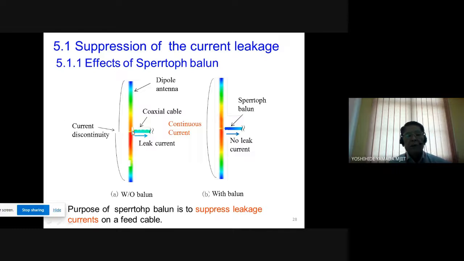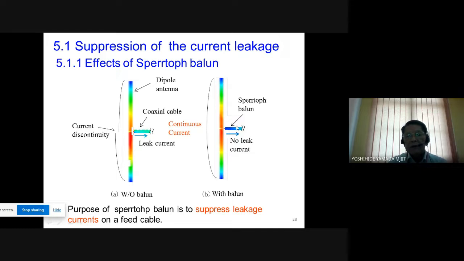This is the simulation result. This is leak current flowing on the coaxial cable. This current amplitude and this current amplitude are different. This is strong current, and this is a little bit weak current. The current gap appears here.